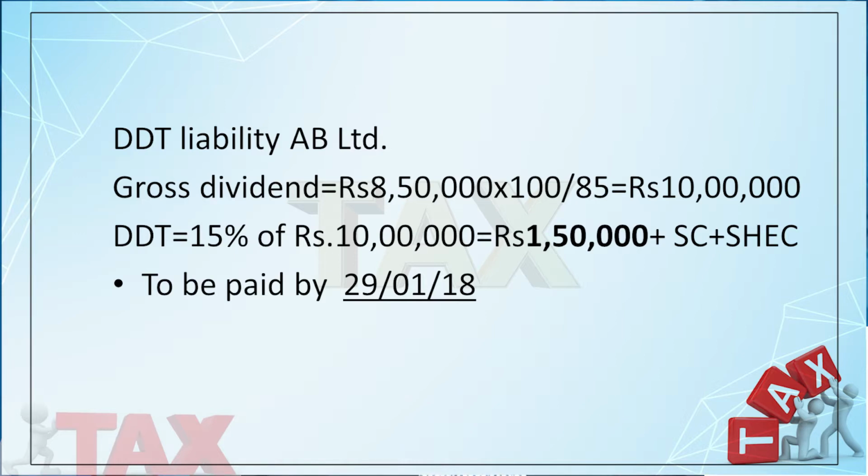Now charge the DDT, dividend distribution tax. Dividend distribution tax is 15%. So add with this 15%, surcharge at 12% and secondary and higher education cess at 3%. So it will be the DDT. The 1,50,000 is the 15% tax rate, and then the surcharge and secondary and higher education cess are added. So you compute the dividend distribution tax at the rate of 15% on the gross dividend, that is 10 lakhs. It becomes 1,50,000. You have to add the surcharge at the rate of 12% and then the secondary and higher education cess at the rate of 3%.